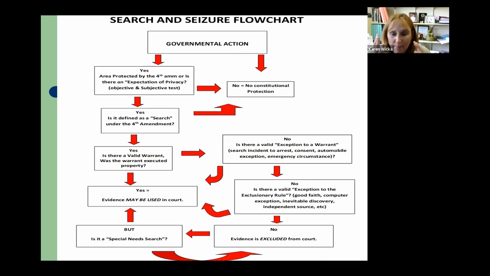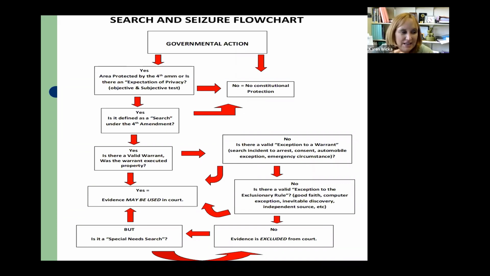So if we start at the top of our flow chart, we always start at the top. Is there governmental action? Remember, if there's no governmental action, automatically not protected. If there is governmental action, our next box is the area protected by the Fourth Amendment, or is there an expectation of privacy? So the next question you have to answer, is it one of the four expressly protected areas in the Constitution, or would it be something that the Supreme Court said a reasonable person would expect to be private? If we decide it's not something private, we're done. We're done with the analysis, no Fourth Amendment protection. If we decide it is something that would be protected, then we go down to the next box.